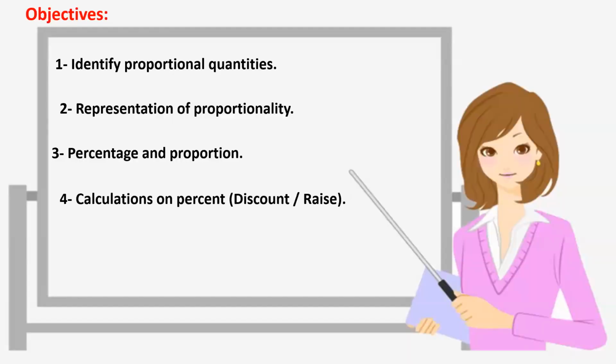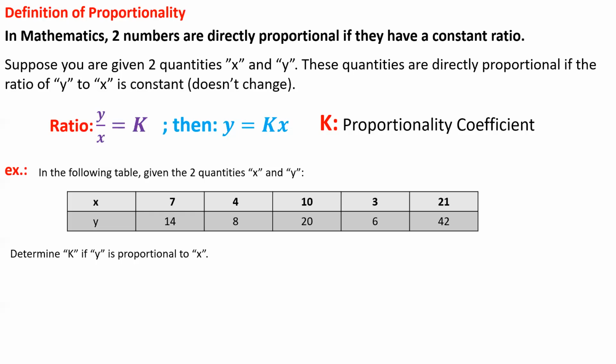What are the objectives of our lesson? Number 1, we will identify proportional quantities. Number 2, representation of proportionality. Number 3, percentage and proportion. Number 4, calculations on percent, the discount, and the raise.